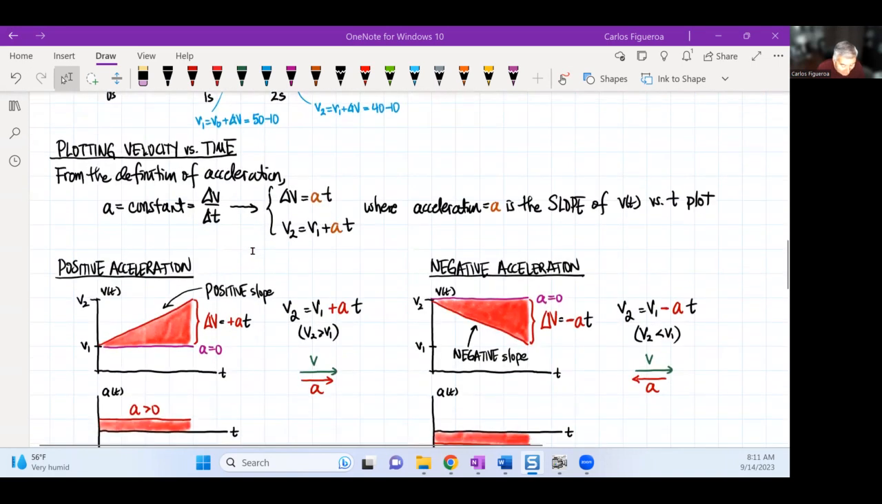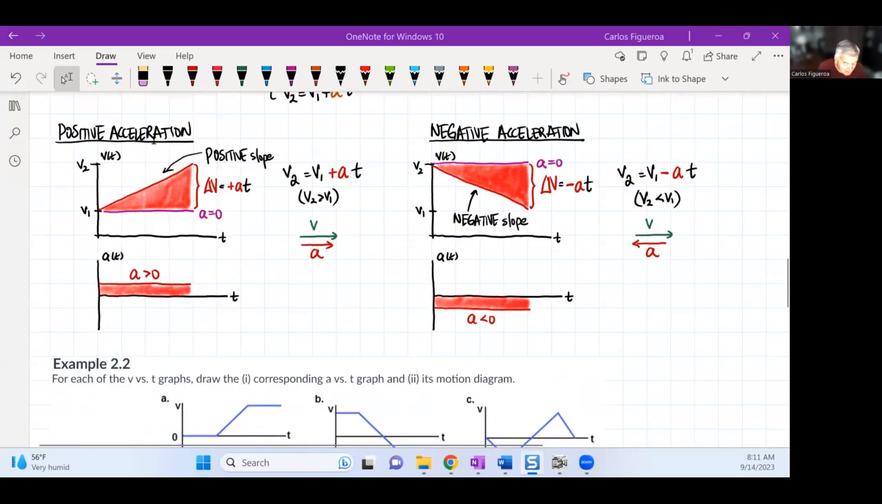Furthermore, we can actually see this when we plot velocity versus time. So again, acceleration is a constant. So when I write it as a linear equation, the acceleration here is the slope of the velocity versus time, very similar to when we plotted position versus time. The velocity was the slope. Here, the acceleration is the slope.